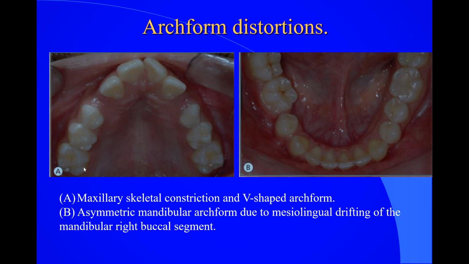Here we see maxillary skeletal constriction and V-shaped arch form, which also lead to the bilateral crossbite, posterior crossbite, and asymmetric mandibular arch form due to the mesiolingual drifting of the mandibular right buccal segment.